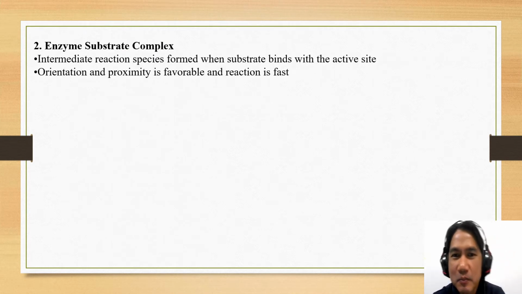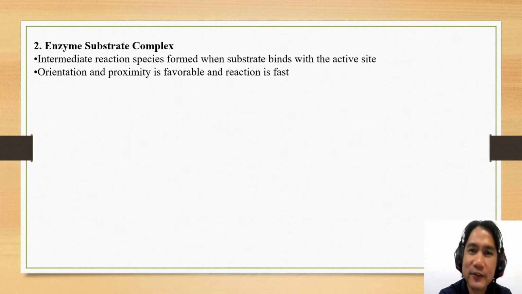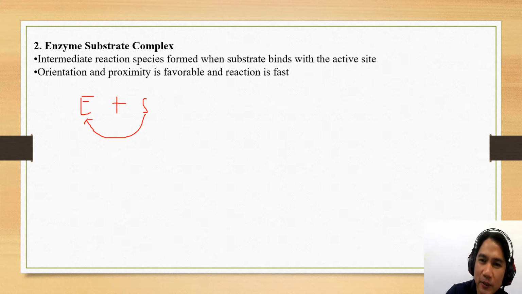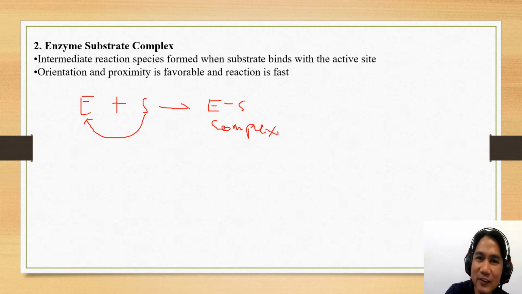The second model is called the enzyme substrate complex. So how does this complex happen? When a substrate binds to the enzyme, we form what we call an enzyme substrate complex. What is this? This is an intermediate reaction that is formed when the substrate binds to the active site. This is the beginning of the transformation.